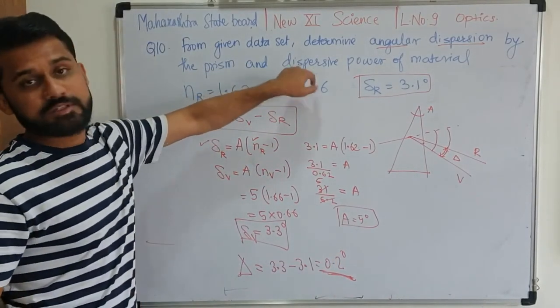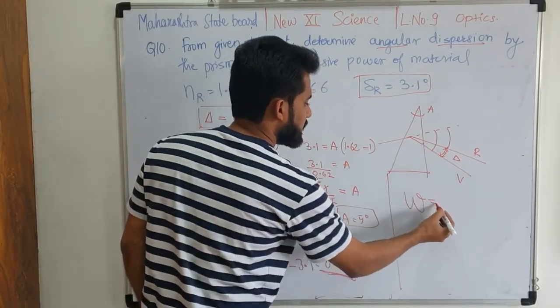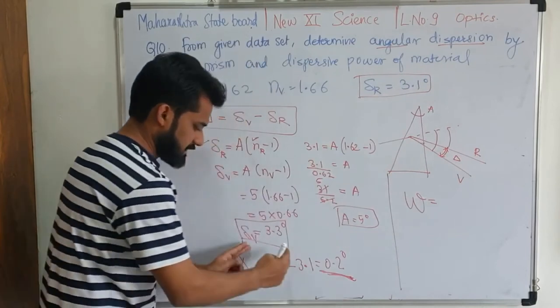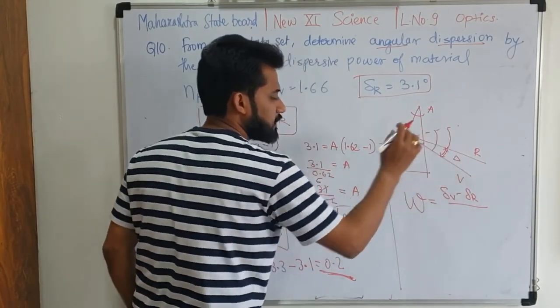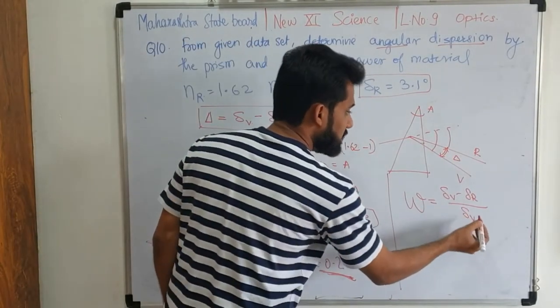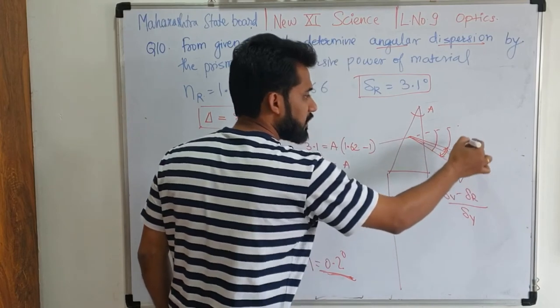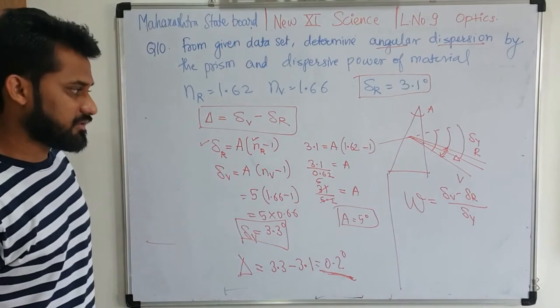Second thing is, what is dispersive power? Now dispersive power is defined as angular dispersion, which is the angle between two colors, upon the deviation of the mean color. Among VIBGYOR, which is the mean color? Yellow. Yellow is the mean color, upon the deviation of the mean color.